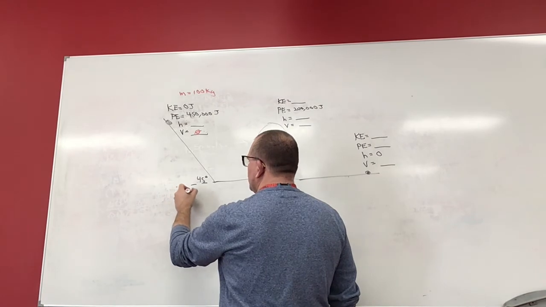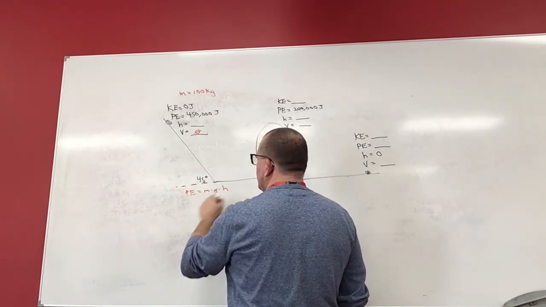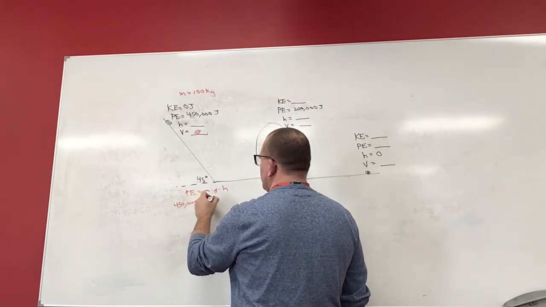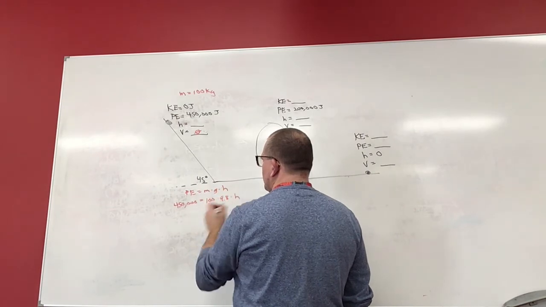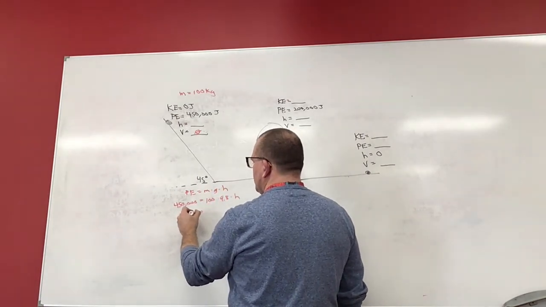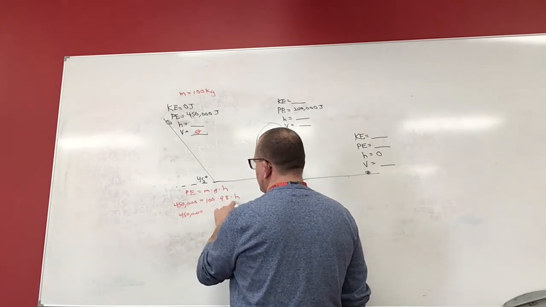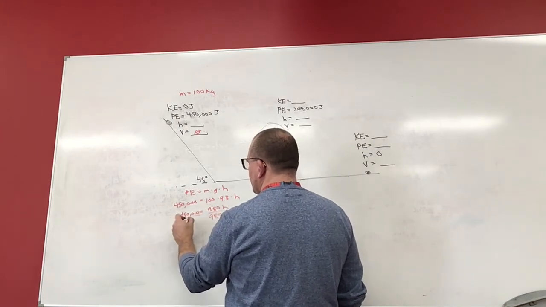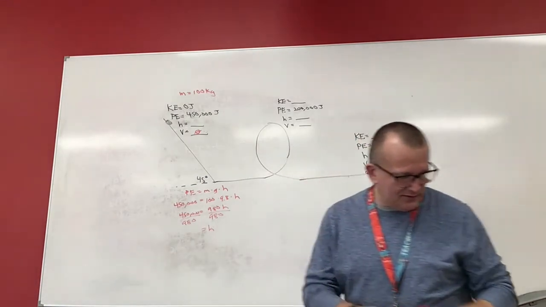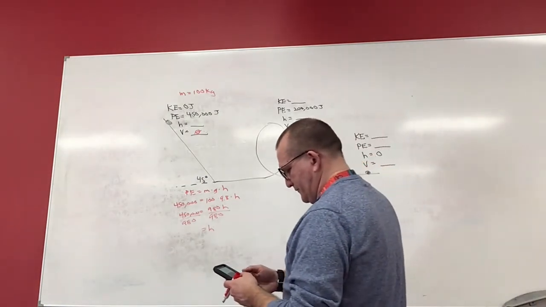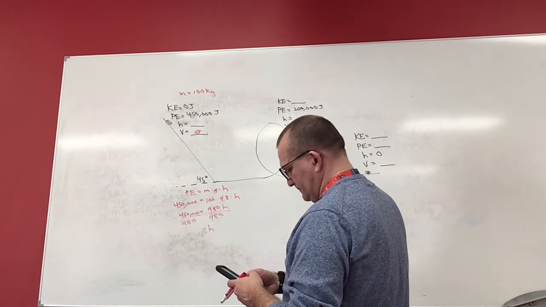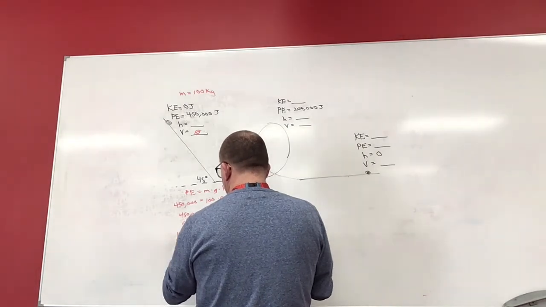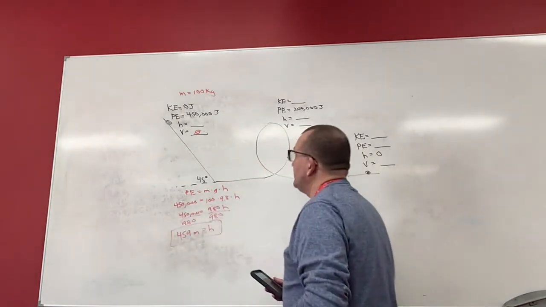But potential energy is mass times g times h. Potential energy is 450,000. My mass is 100 kilograms. g is 9.8. Solve for h. 450,000 equals 100 times 9.8 times h, which is 980 h. Divide both sides by 980, and my height of this roller coaster is about 459 meters.